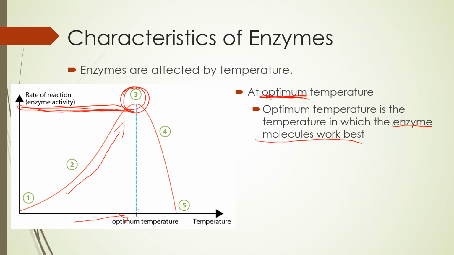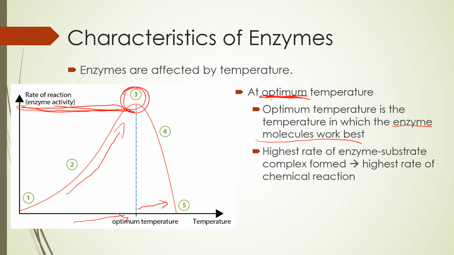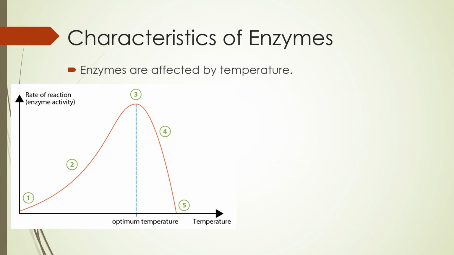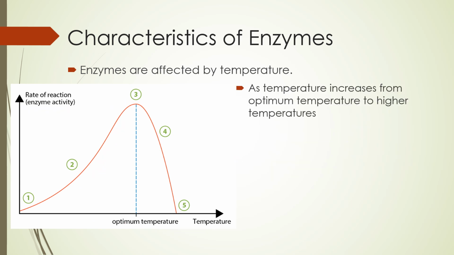However, if we continue to push the temperature forward, over here you can see the highest rate of chemical reactions. What I'm trying to say is, as the temperature increases further from the optimum temperature, the enzymes will start to denature, which I will explain further in the next slide.